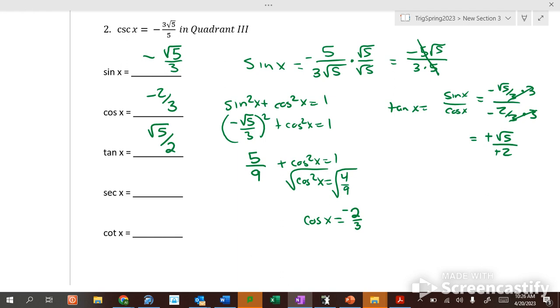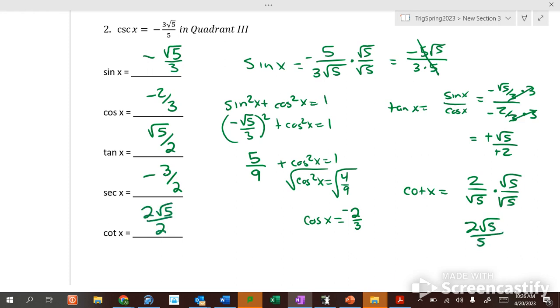What's secant? It's a reciprocal of what? Cosine. So it's negative 3 over 2. Cotangent's the reciprocal of tangent. So cotangent of x equals 2 over square root of 5. Can't leave square root on the bottom. So it's 2 square root of 5 over 5. There you go.